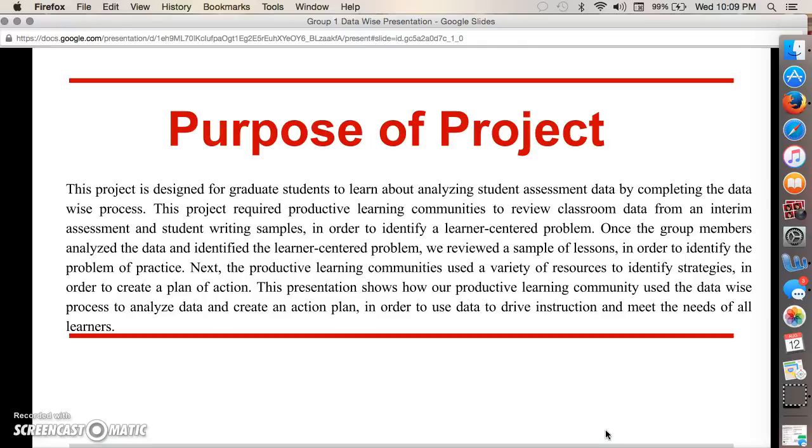So after we came up with our learner-centered problem and our problem of practice, we then created an action plan. And within that action plan, we include strategies that we can, as teachers, incorporate into our teaching and use while we're teaching so that the students can learn better and do a better job next time they are faced with this type of assessment, so that hopefully when they see that again, they can better understand.